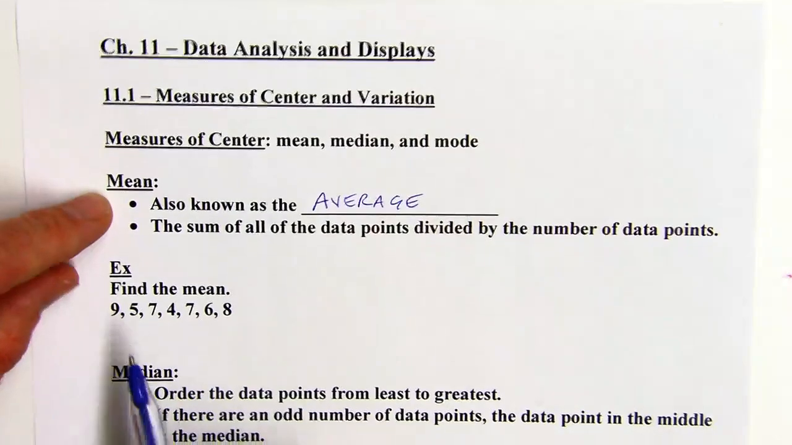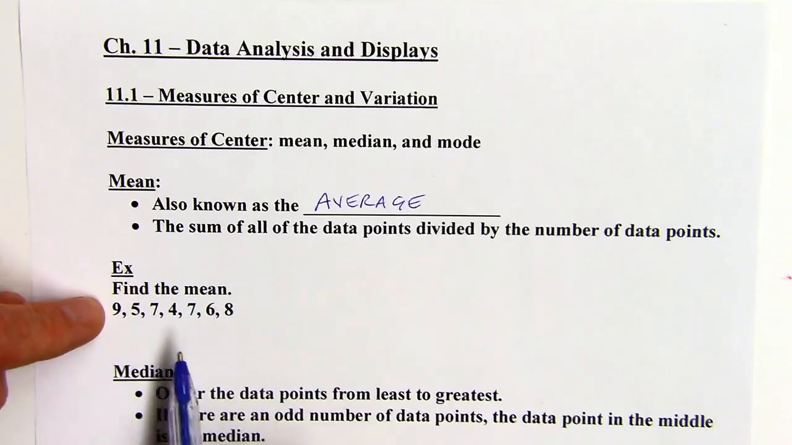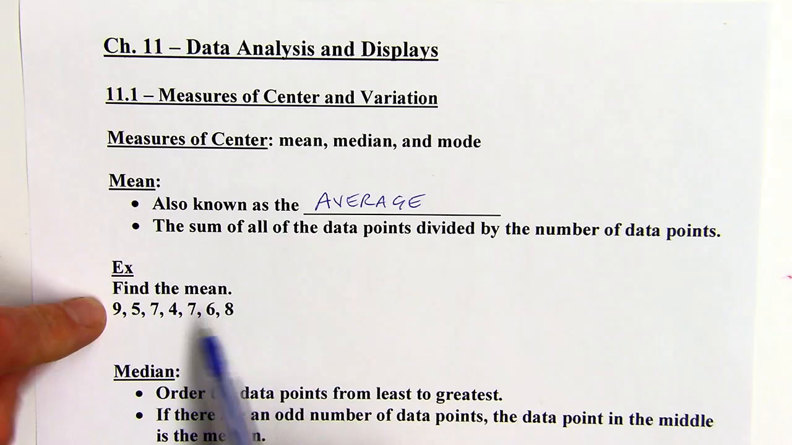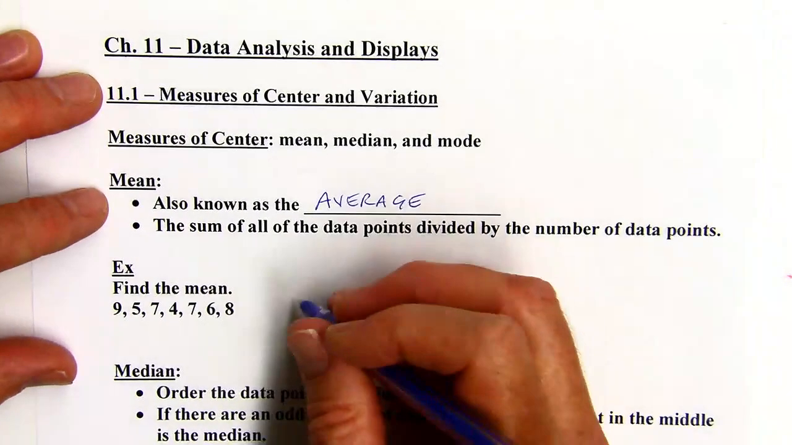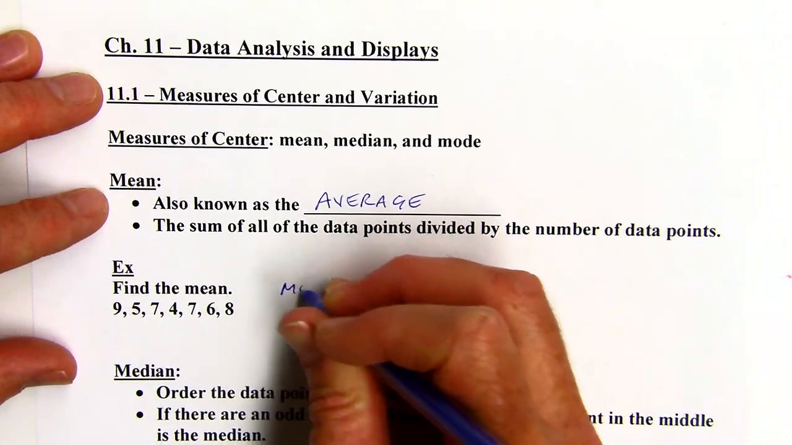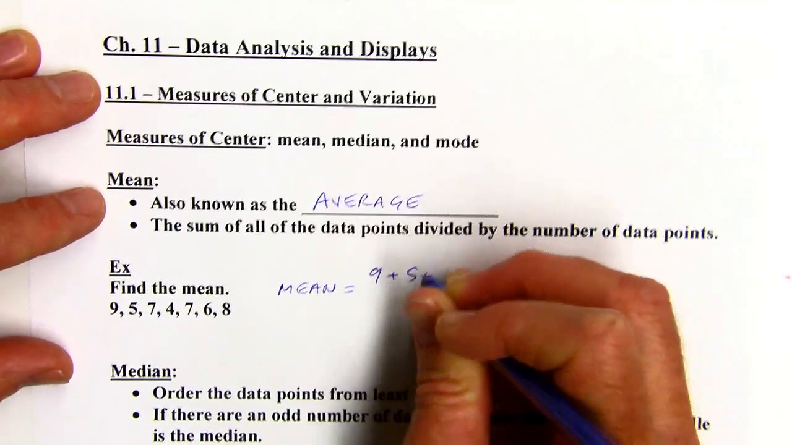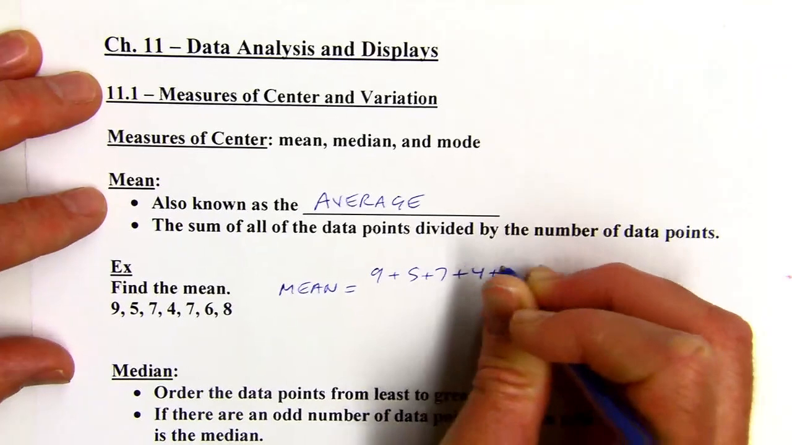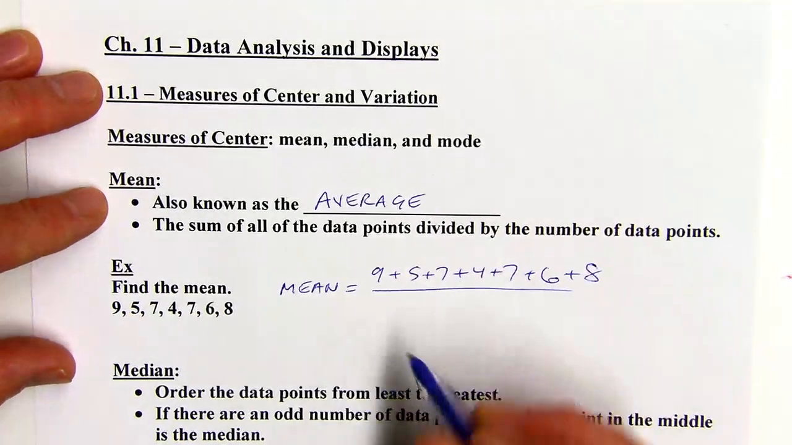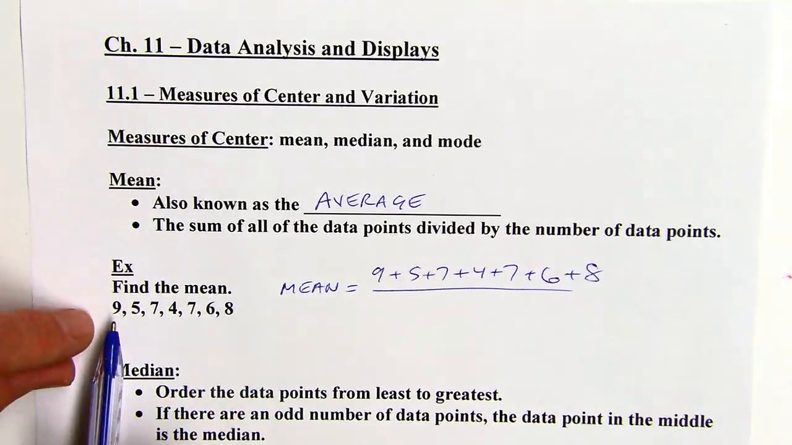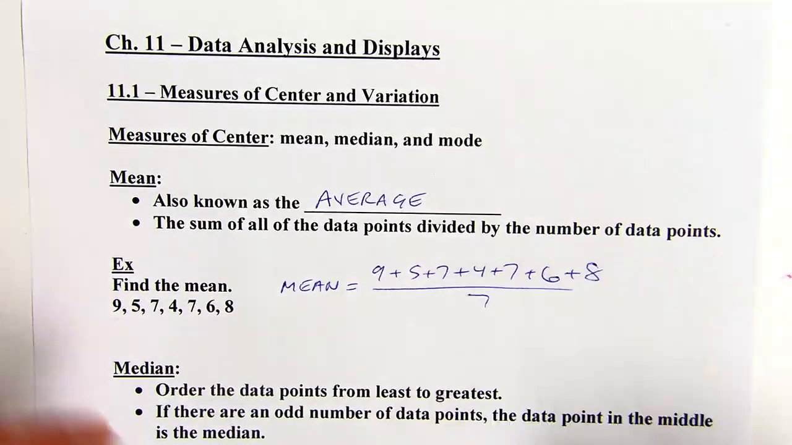So we're going to be looking for the average of all these numbers. What we're going to do to find that is to add them all together and then divide by how many data points there are. So my mean here is going to be 9 plus 5 plus 7 plus 4 plus 7 plus 6 plus 8. And I'm going to divide that all by how many of these there are. So I've got to count them now. 1, 2, 3, 4, 5, 6, 7. There's 7 of them.